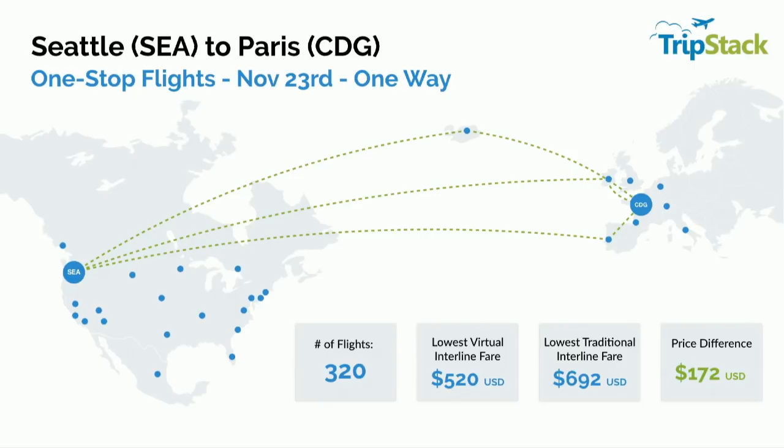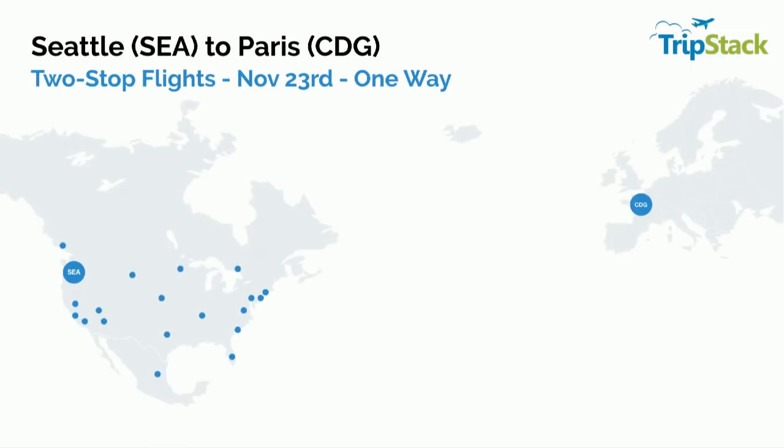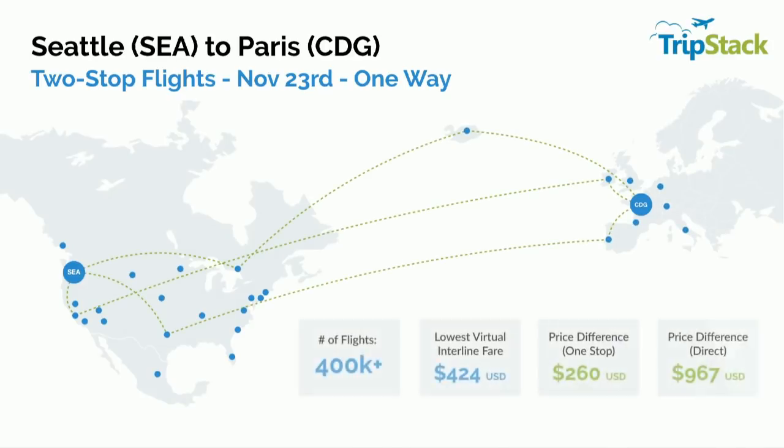The lowest fare found is a virtual interline fare, and it's $520, compared with a traditional fare of $692. That is actually a substantial price difference of $170 per passenger. If we look at two stops, the number of options really explodes. There are over 400,000 connections on that date. The lowest fare, again, is a virtual interline connection of $424. So if you look at that, it's $260 cheaper than any one stop and almost $1,000 cheaper than a direct flight. Those are really big differences.